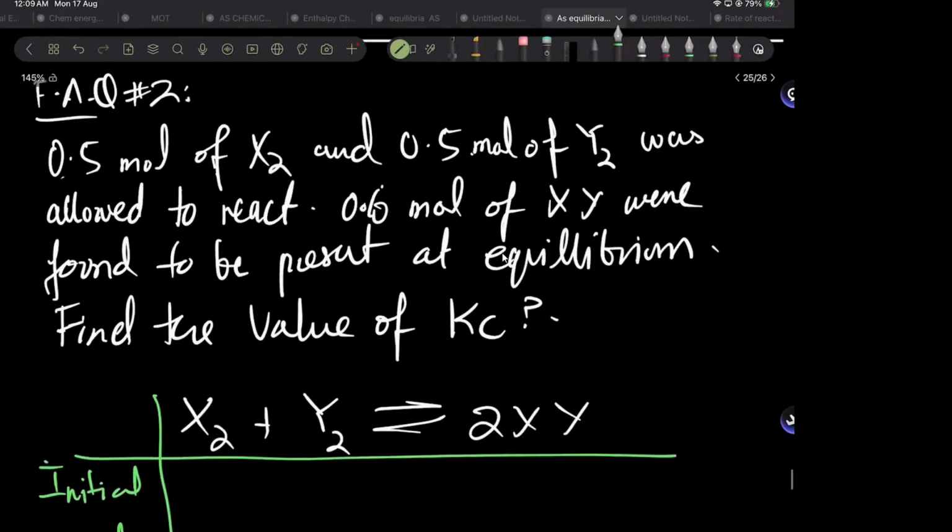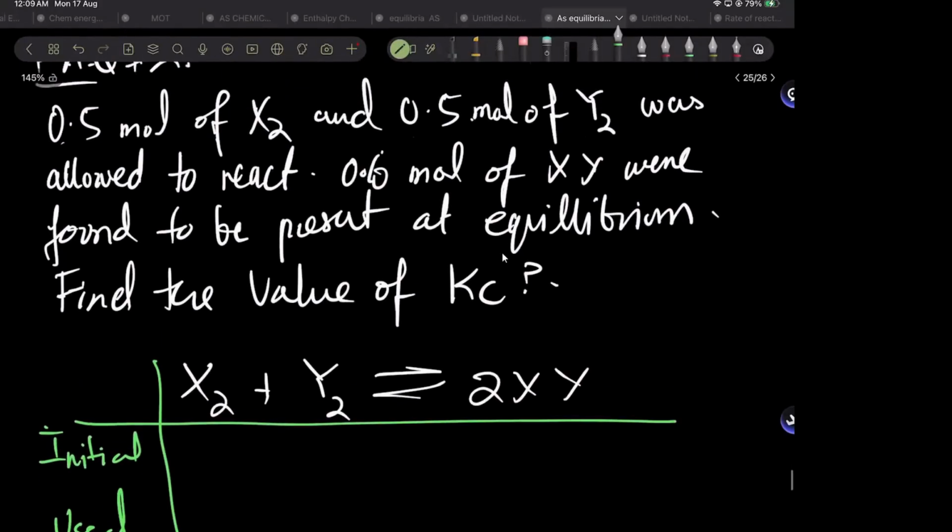All right, so let's talk about the initial moles. How many initial moles of X2? We've been given the initial moles. So 0.5 moles of X2, 0.5 moles of Y2 were allowed to react. So 0.5 moles, 0.5 moles. And what are the initial moles of 2XY right now?